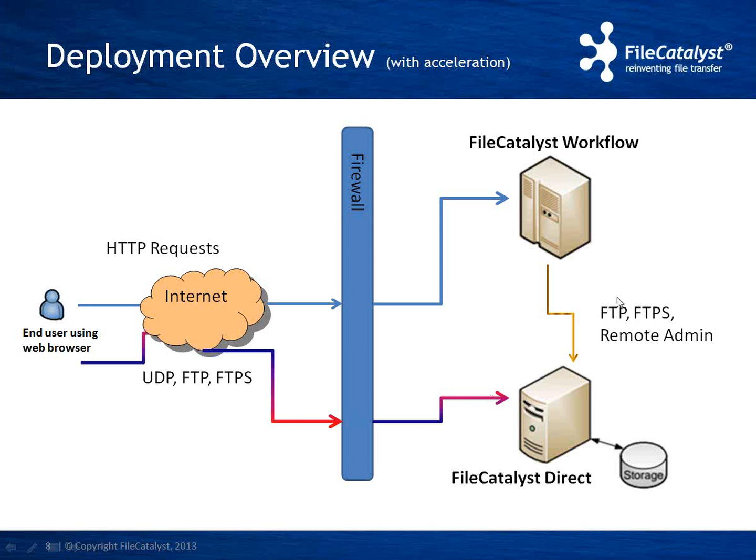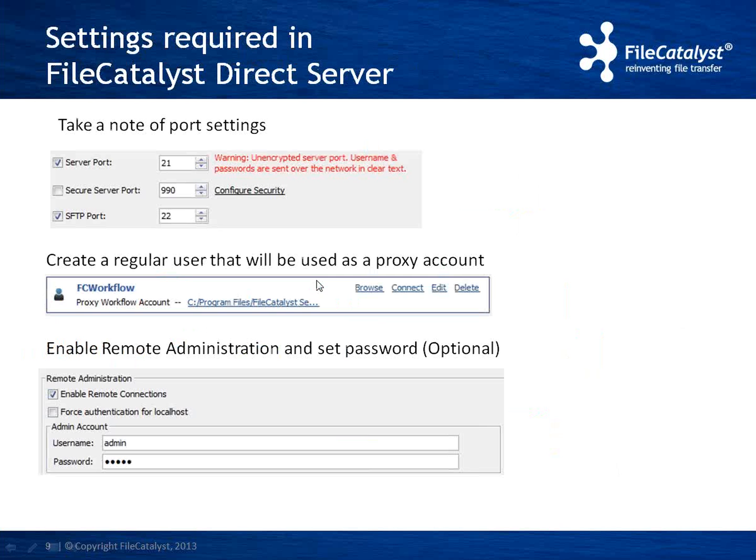The other connectivity here that we have is the remote admin connection. This is how the connectivity between FileCatalyst Workflow and Direct happens underneath it all. This is what allows the connectivity for, for example, creating users on the Direct server or remote administration. I'll get into that in a minute.